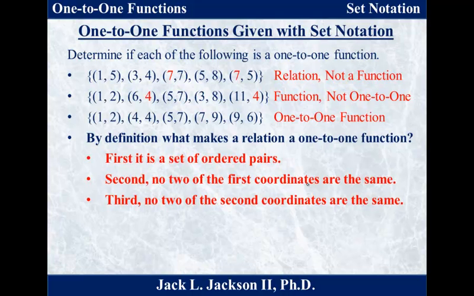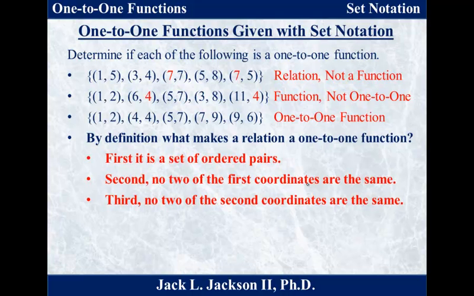Look at the second one there. The second one is a relation because it's a set of ordered pairs. Now, is it a function? Well, let's look and see if the first coordinates are all different. I see 1, 6, 5, 3, and 11. Those are all different numbers, so it is a function. But it's not one-to-one because two of the ordered pairs have the same second coordinate, that is a 4.